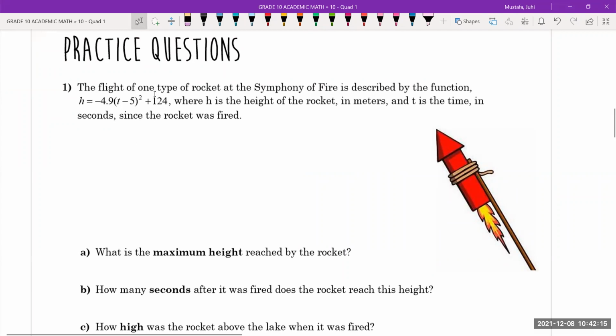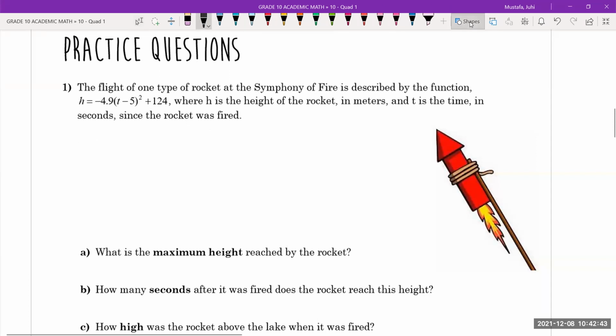But on the test, I've given you baby numbers, like 2s and 3s and 4s and 5s. I know you don't have a calculator, so I'm not going to put anything difficult on there. But obviously with 4.9, if you want to take out your calculator, just because this is a question from the textbook, you can. Where h is the height of the rocket in meters, so how high above is measured in meters, and t is the time in seconds since the rocket was fired.